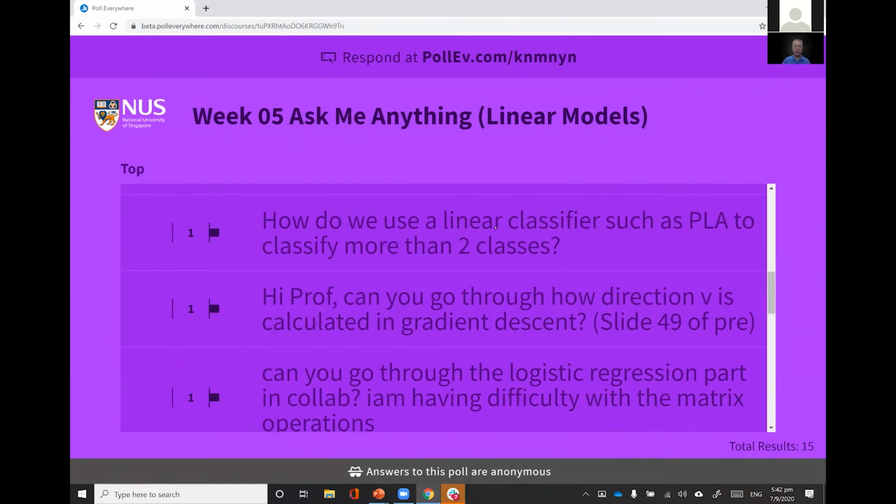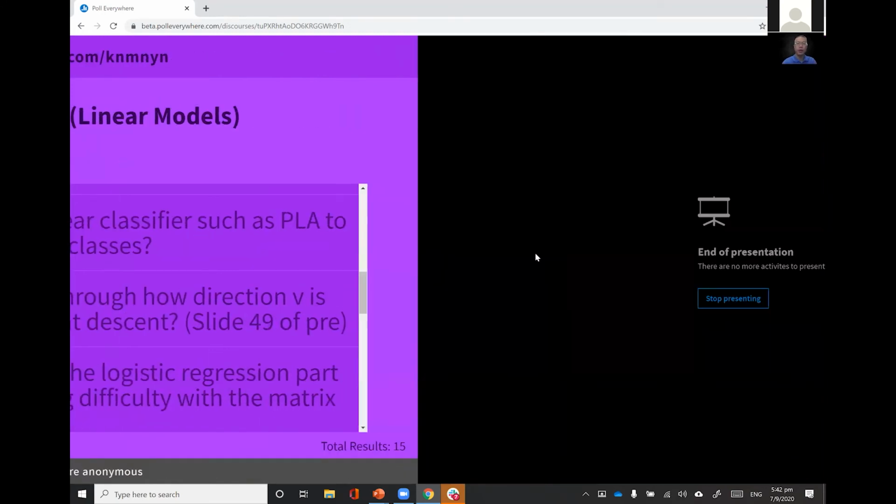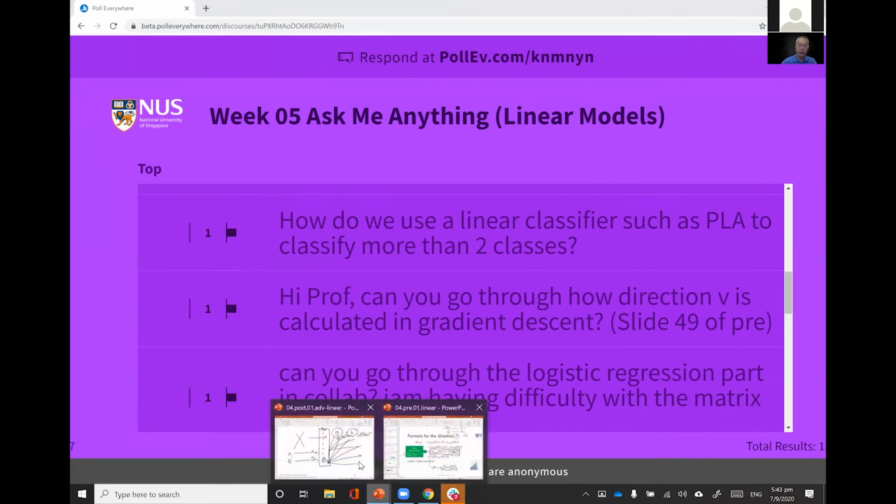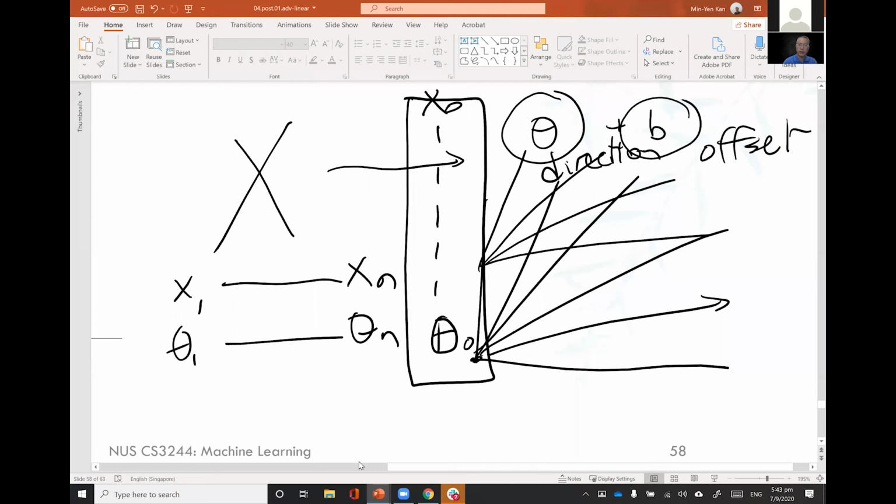How can we use a linear classifier such as PLA to classify more than two classes? Very good question. When we want to do multi-class classification, there are a whole bunch of different techniques to use. The simplest one that we can tell you about, which everyone does use, is what we call, I should be on the PowerPoint in order to do that, so let me clear all this stuff.